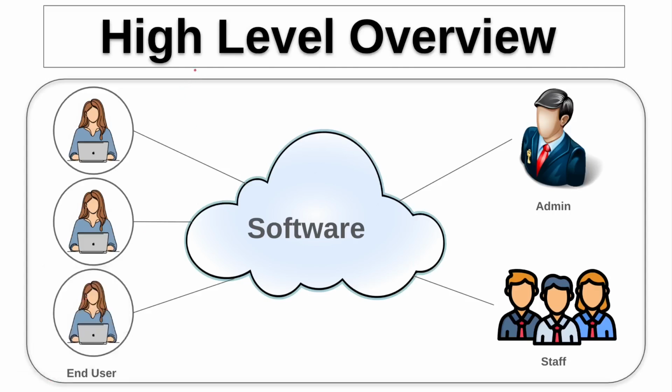Now let's see the high level overview. This is my software and they all are my end users. They can ask questions and get answers based on the public document only. And this is my staff. They can upload staff documents as well as public documents and can ask questions based on both.